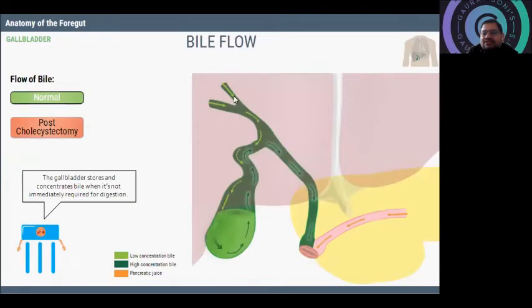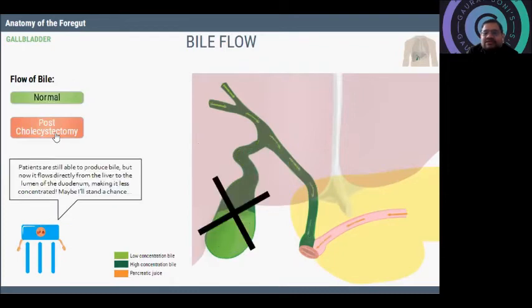Okay, this means the bile is coming from the liver, then it's going to be stored in the gallbladder. There it's going to be concentrated, and then it will go through the bile duct into the duodenum along with the pancreatic juice. If there is a cholecystectomy, then what will happen? The bile will directly go towards the duodenum, meaning there will be no storage process.